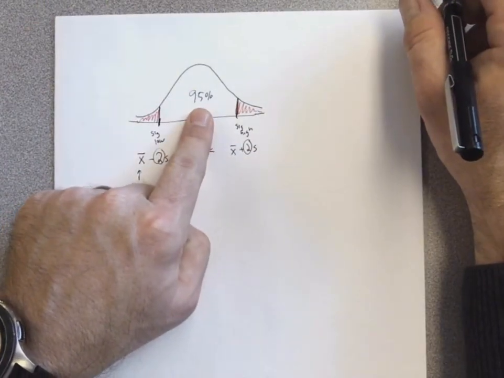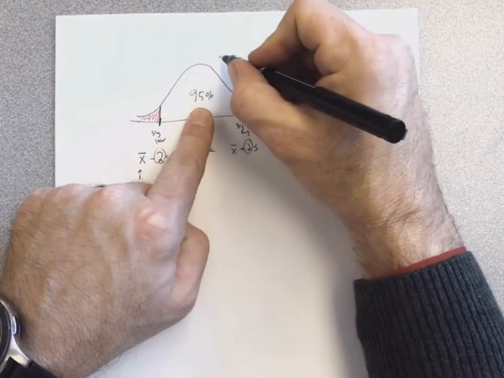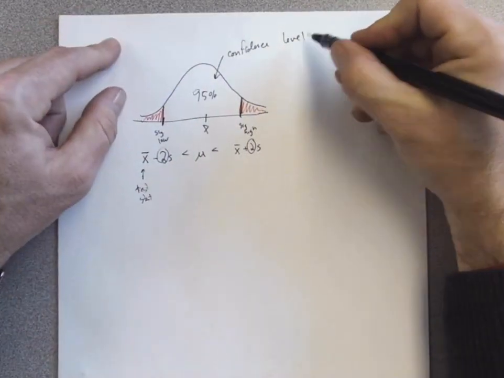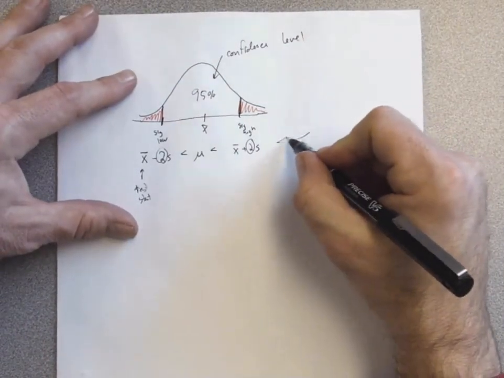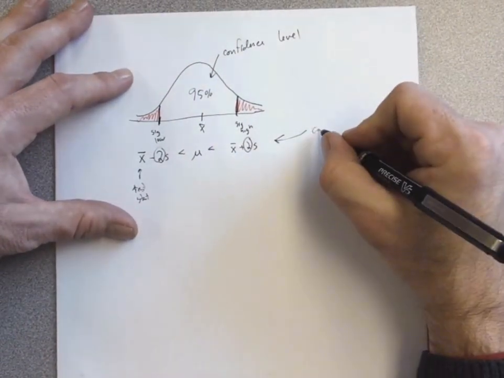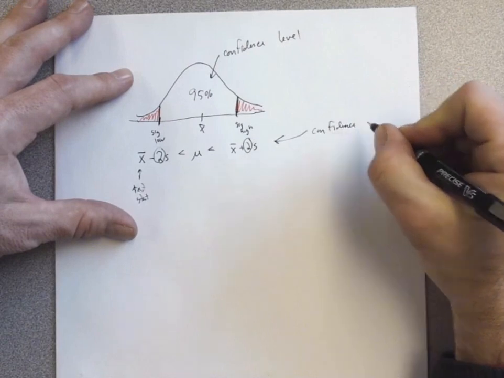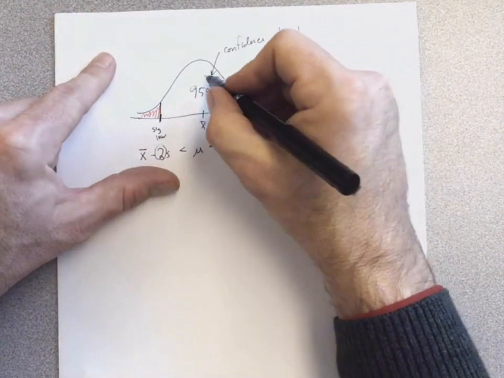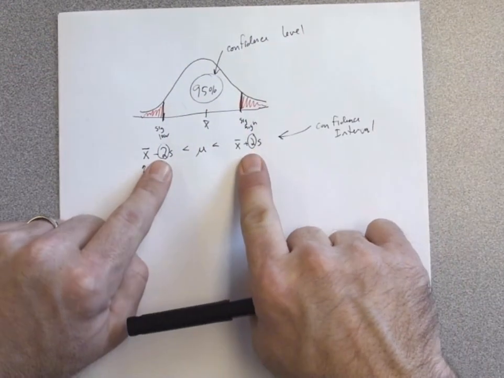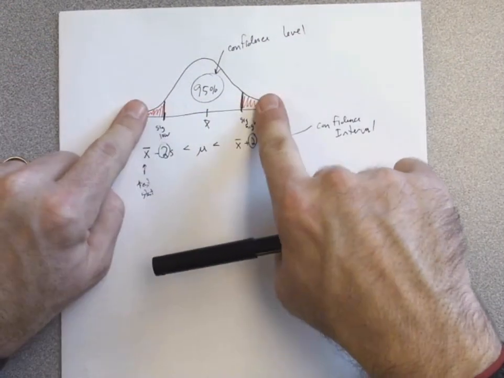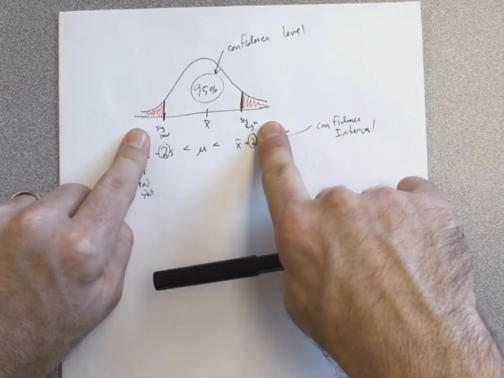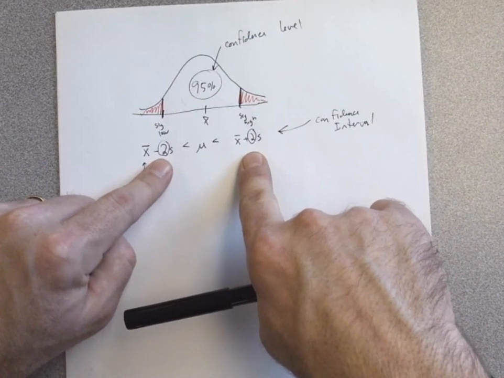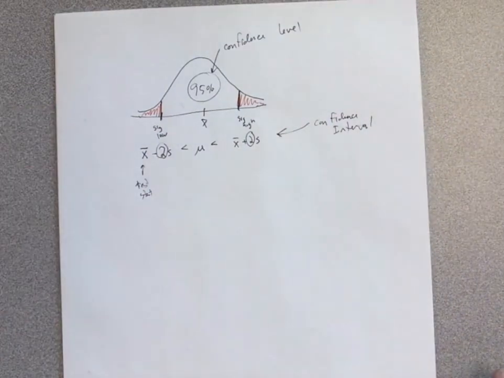Now, if I was to increase this, this would be our confidence level, and this right here would be essentially our confidence interval. Can you see that this confidence level, this number right here, is tied to these standard deviations? If I increase this, then these standard deviations are going to have to go farther out, right? So if I went to 99%, maybe these would have to be plus or minus 3. So that's our goal here.